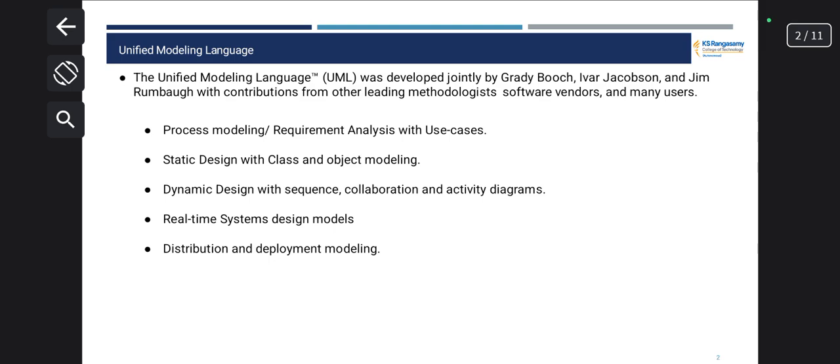The Unified Modeling Language was developed by Grady Booch and others, who are popularly known as the founders of UML. UML contains many types of diagrams such as class diagram, sequence diagram, activity diagram, and many more. Among these, the use case diagram belongs to behavioral diagrams. The use case diagram is also mainly used during the requirement analysis phase of the software development life cycle.